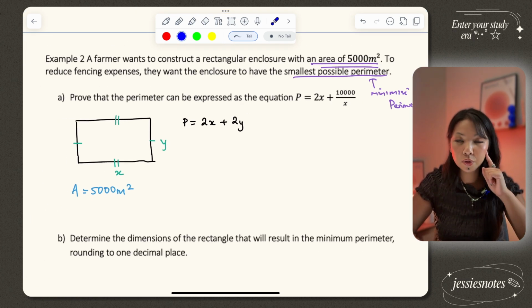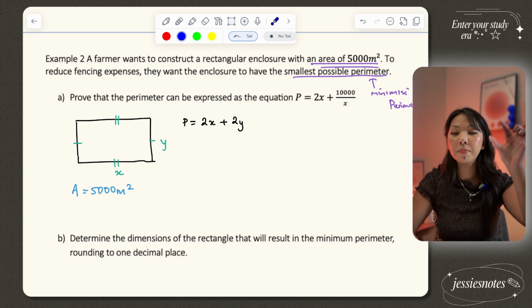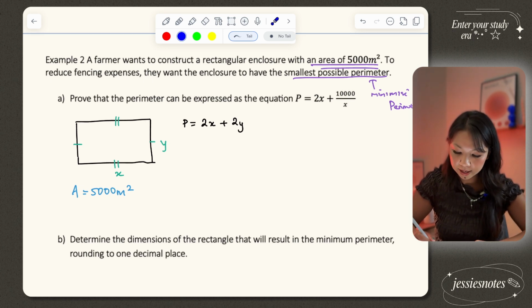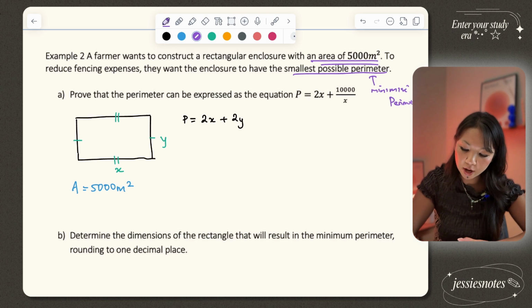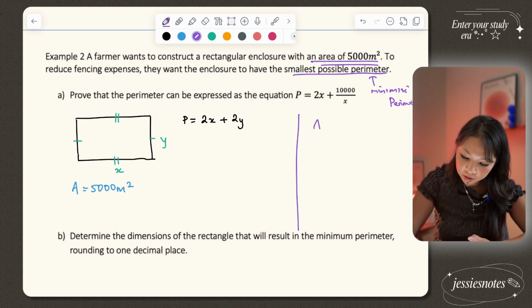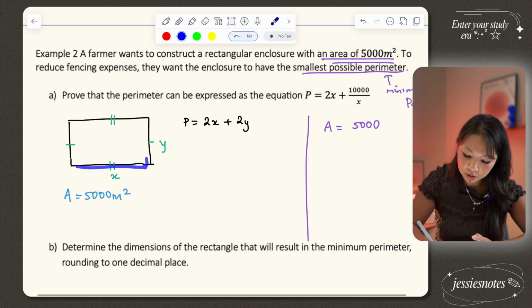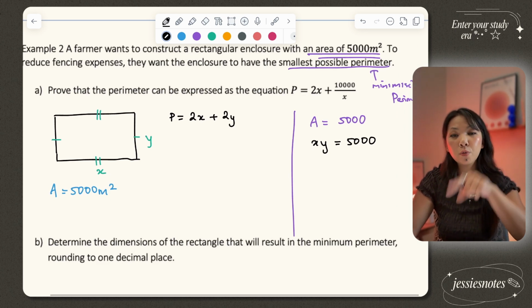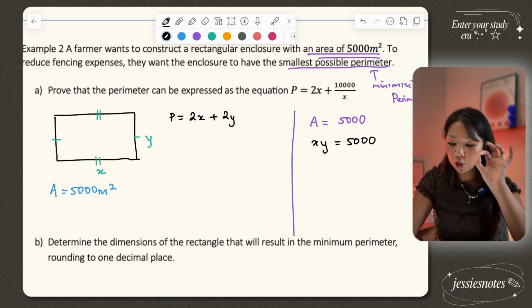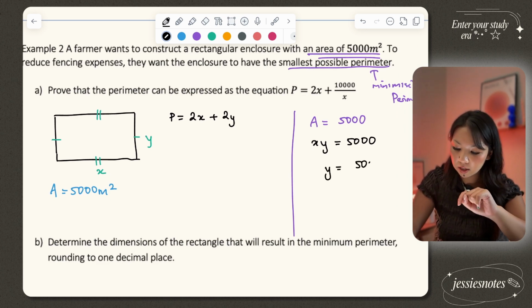So the way you're going to do that is you need to use some other information they've given you in the problem, hint, hint, that the area is 5,000, to construct another formula using these x and y values. So in this case, x times y equals 5,000. And then you want to rearrange this formula and make y the subject.